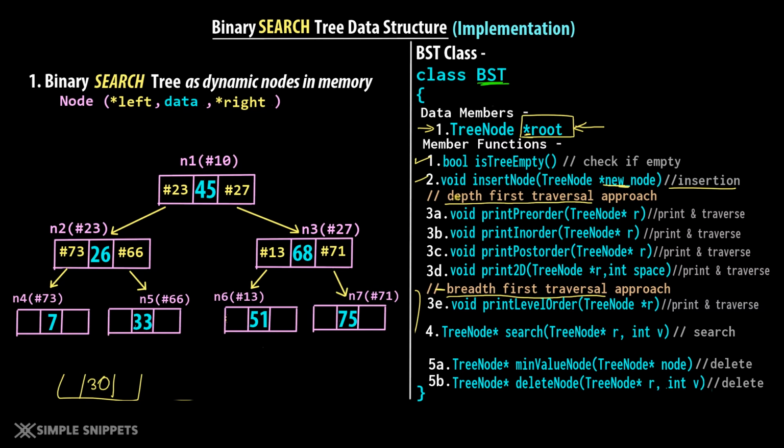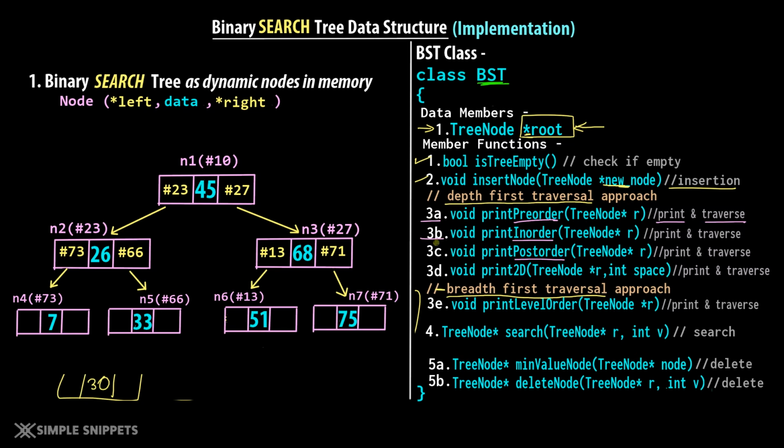And when it comes to depth first, you have multiple ways of traversing. We have pre-order, we have in order, and we have post order. Okay, we will discuss them in detail when we come to the printing part. So I have written in comments print and traverse because in order to print the entire tree, we also need to traverse it, right? So both things happen at the same time.